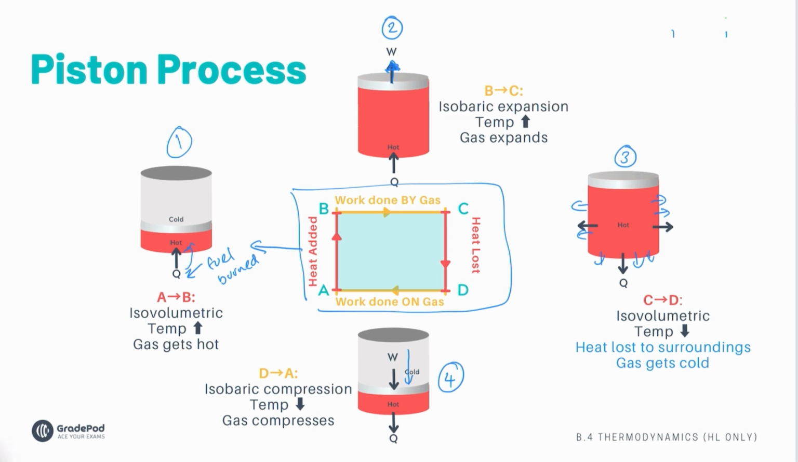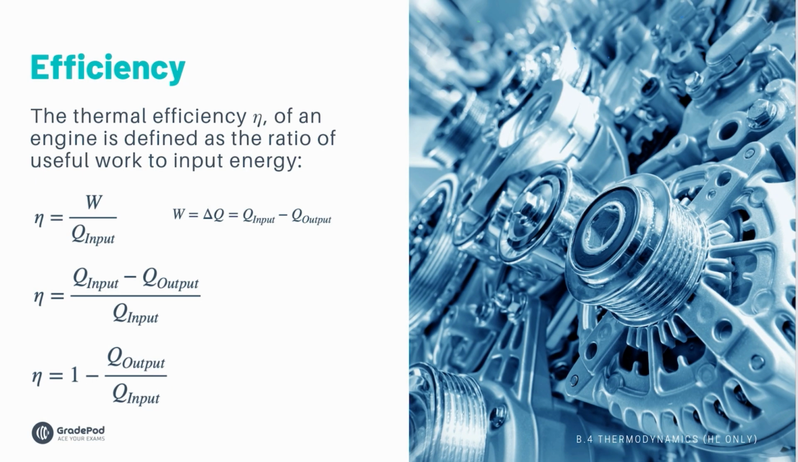Before we move on to the next slide, I want to bring your attention to this heat being lost to the surroundings. It's wasted heat. So it's going to tell you that this heat engine is not fully efficient. And we want to work out how efficient a heat engine is. The thermal efficiency of a heat engine is defined as the ratio of useful work to input energy.